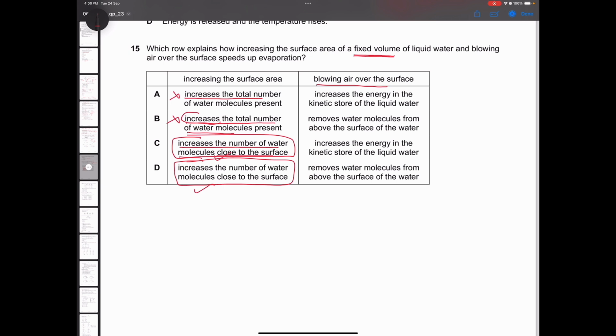Now, increases the energy in the kinetic energy store of the liquid water? No. It removes water molecules from above the surface of water. Yes, this is the correct answer. So, option number 15 is correct. Sorry, option D for the 15th question is correct.